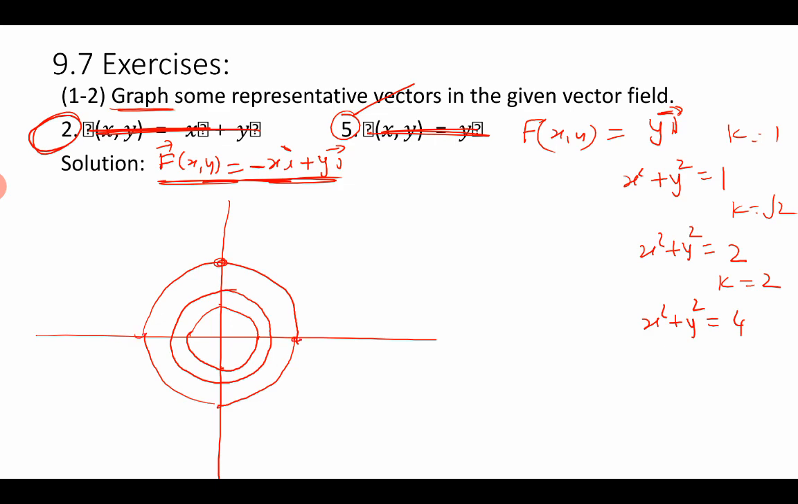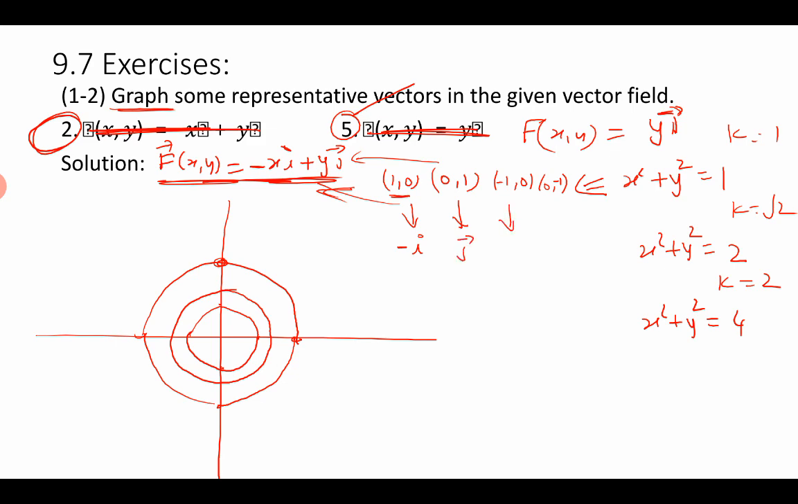Okay, on the first circle we take 4 points: 1 comma 0, 0 comma 1, negative 1 comma 0, and 0 comma negative 1. When you substitute all the 4 points in this function, you will get 4 different vectors. The first point, x is 1, y is 0, gives negative i plus 0. The second point, x is 0, y is 1, gives the j vector.